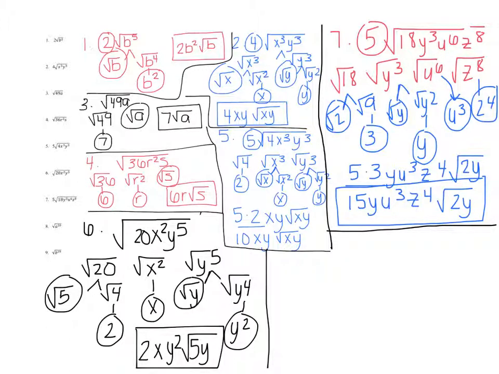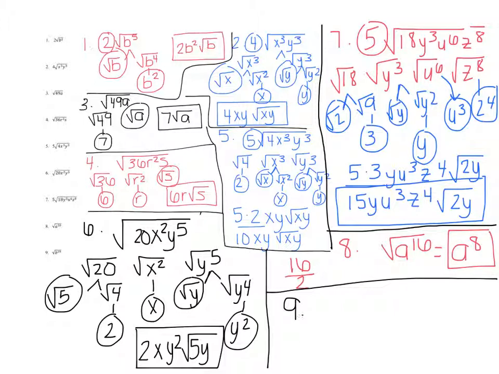Okay, next, number 8. For number 8, nice, short, quick one, a to the 16th. Now remember that when you have an even exponent, it's a perfect square. So meaning you're able to take the square root of it. So we're going to divide the exponent by 2. 16 divided by 2 is 8. So our answer there is a to the 8th.